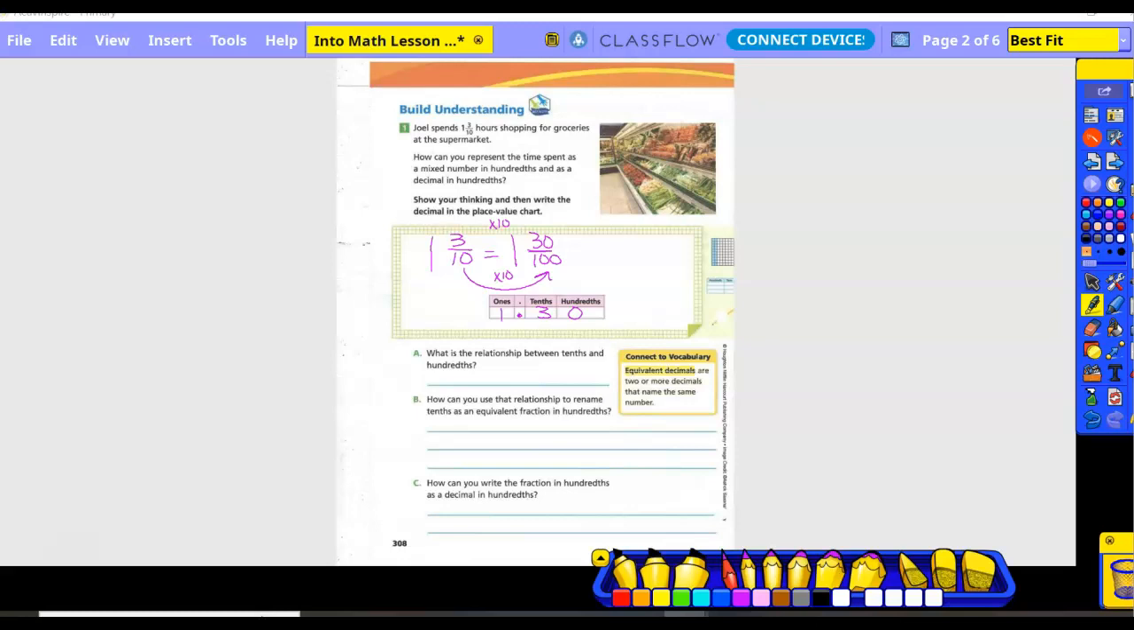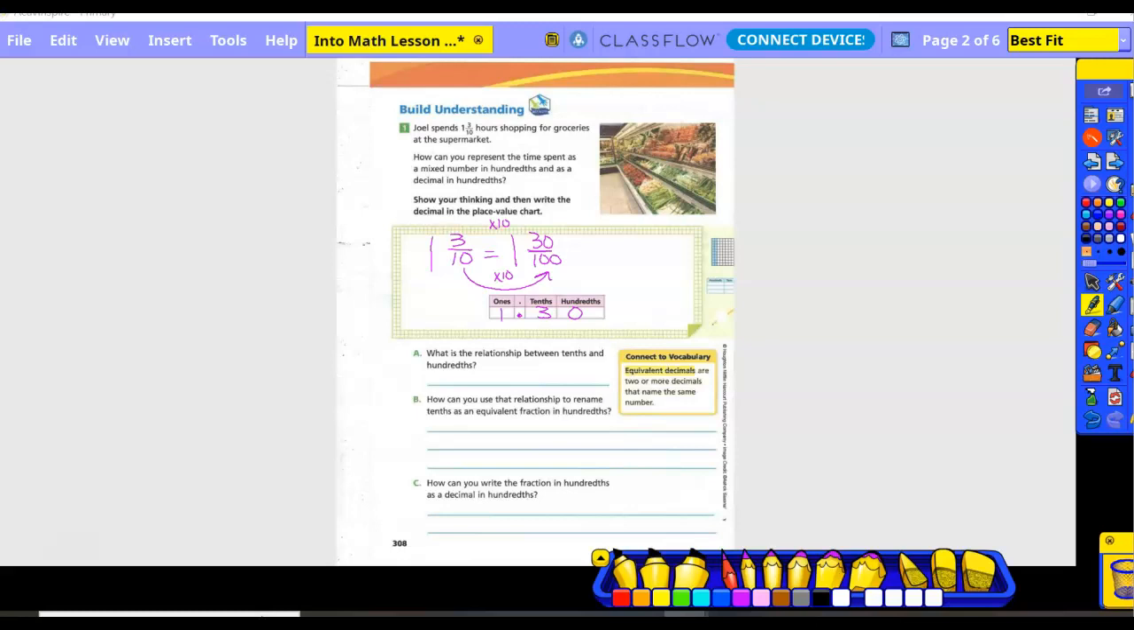10 hundredths, right? Okay, so if you think about yesterday when we were shading in our boxes, for each column we did, right? That was what? 10 little boxes, right? Okay, and so we know that longs are tens, right? And then if you break that up, that's one section of 100. So how can you use that relationship to rename tenths as an equivalent fraction in hundredths? So what did we do here, guys? We just had to multiply the tenths times 10, right, to get to hundredths.